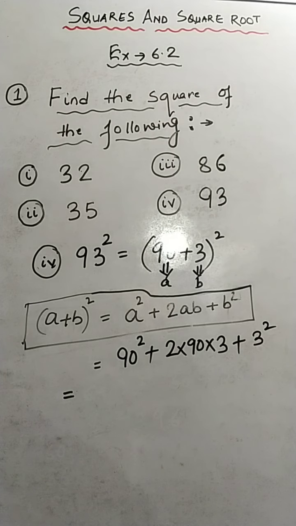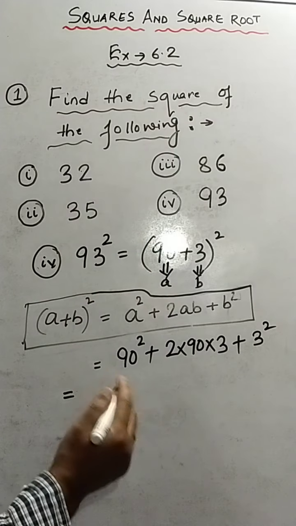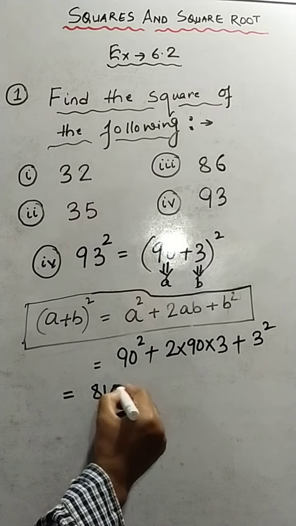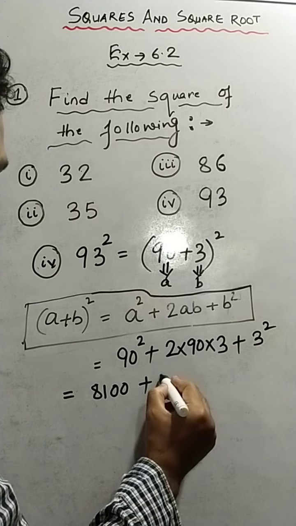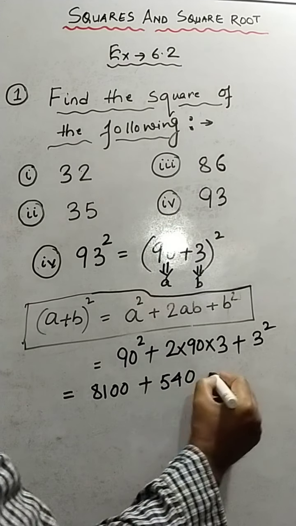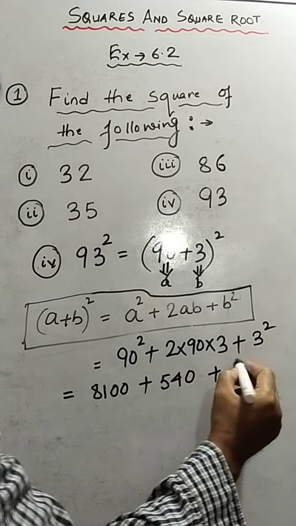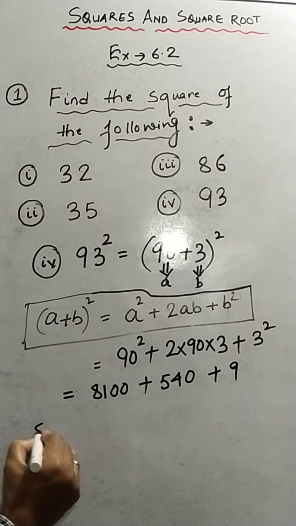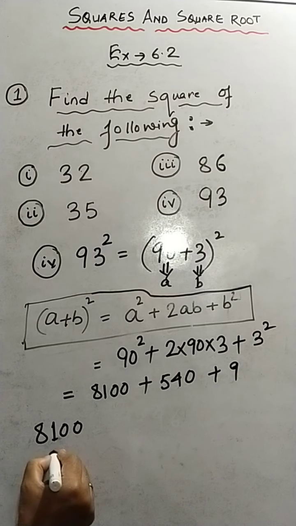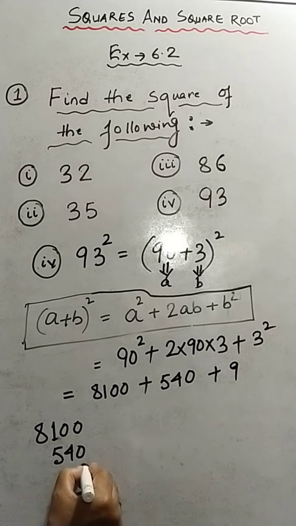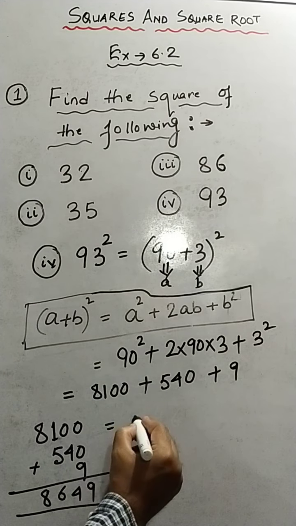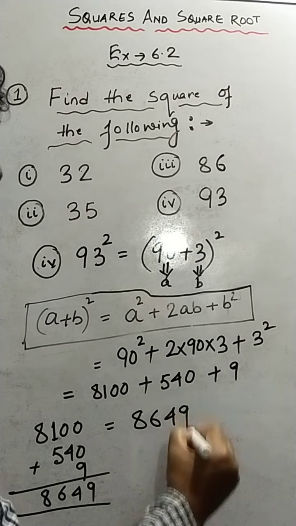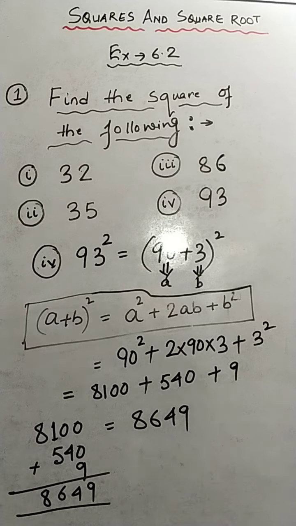So what is 90 square? 90 into 90. That means 9 nines are 81, and we'll put 2 zeros, so 8100. Now 2 3s are 6, 6 9s are 54, so we'll write 540. And 3 square means 3 into 3, the answer is 9. So let's add up all those numbers: 8100, 540, and 9. We'll get 8649. So this is our required answer. I hope you all have understood these 4 sums.